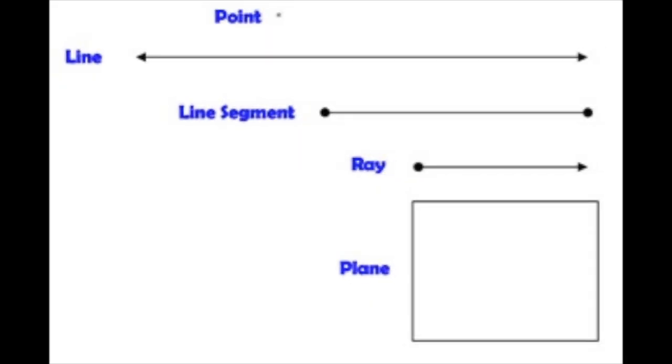A line is a straight path of connecting points that extends in both directions. A line segment is all points between two given points, including the given points themselves.